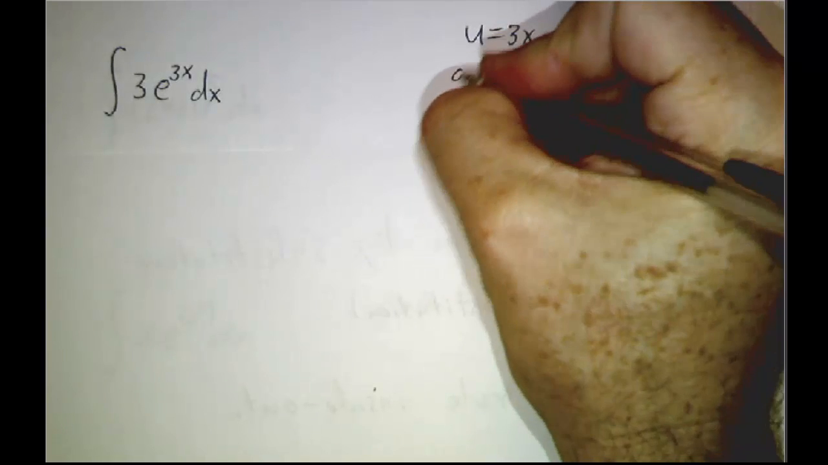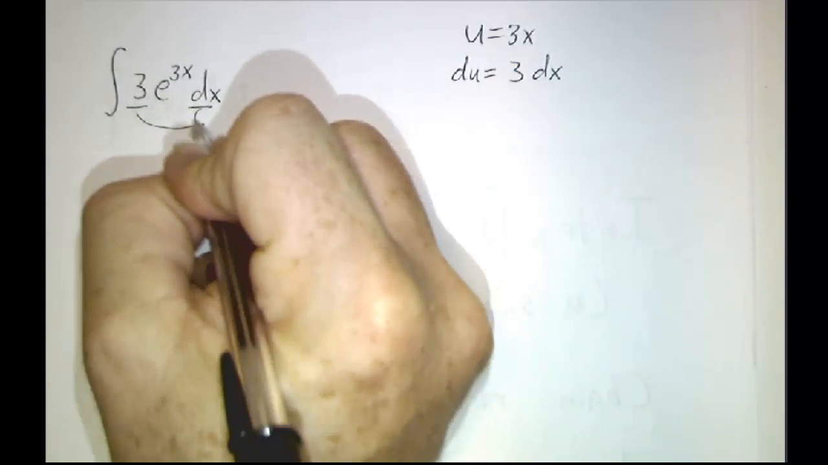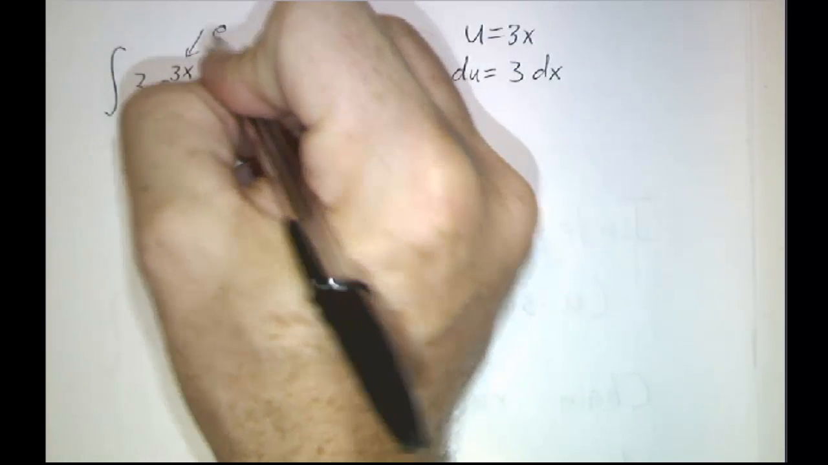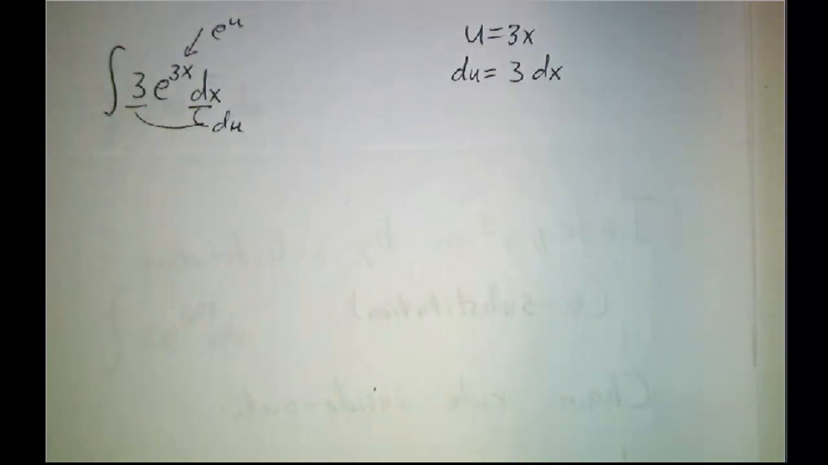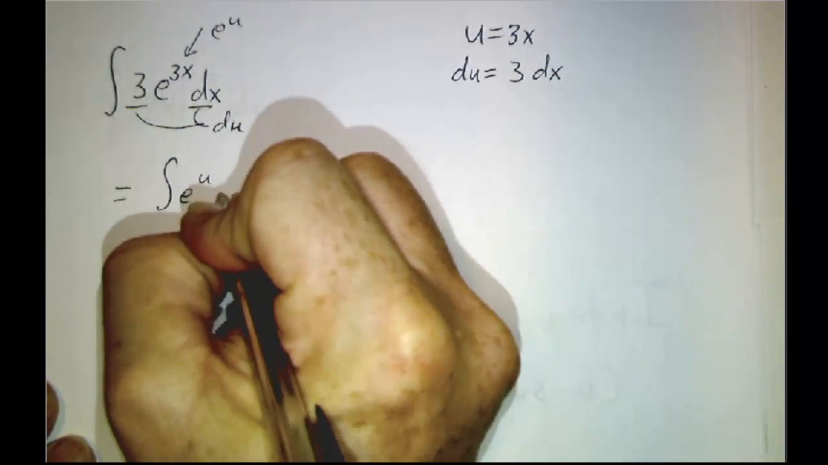So our first example, we want to figure out the integral of 3 e to the 3x dx. In this case, we'll define u to be 3x. And then du is, well, the derivative of 3x is 3, so we get 3 dx, and we see that these two together make du, and then this term here is e to the u. So this becomes the integral of e to the u du.